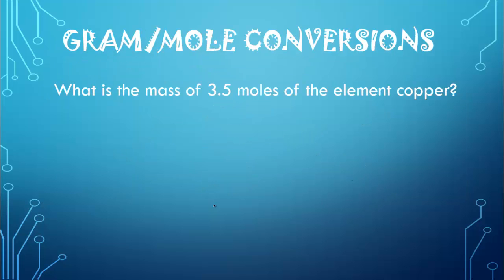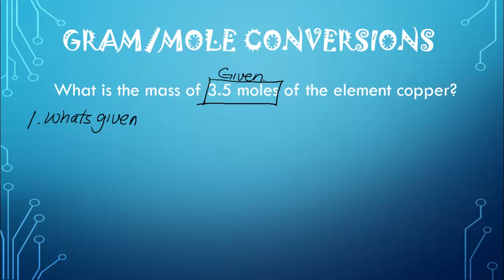We are going to look at what is the mass of 3.5 moles of the element copper. So we always look for, first, what's given. And in this case, 3.5 moles is what is given. So we're always going to start there. So we're going to start with 3.5 moles. And we know the element we're using is copper. So the symbol for copper is Cu. You will get used to some of these symbols as we use them more and more. So 3.5 moles of copper.